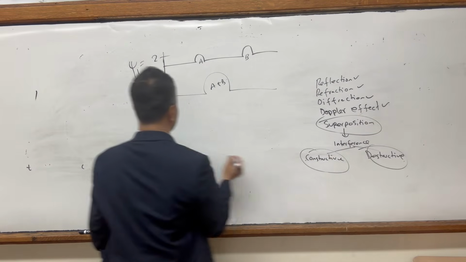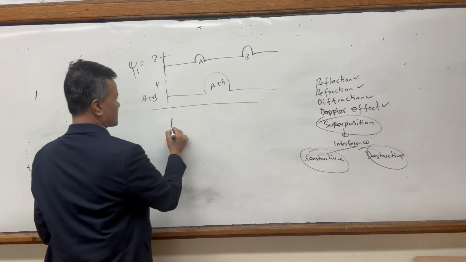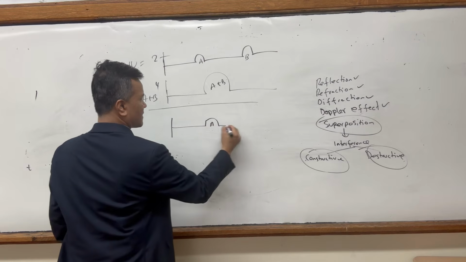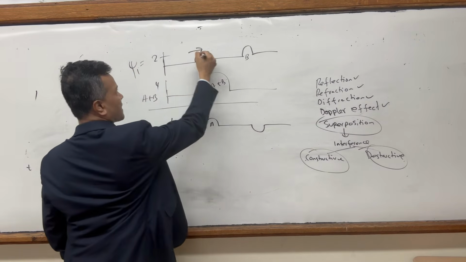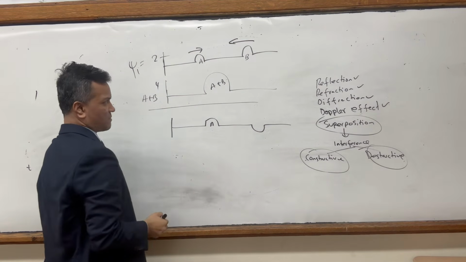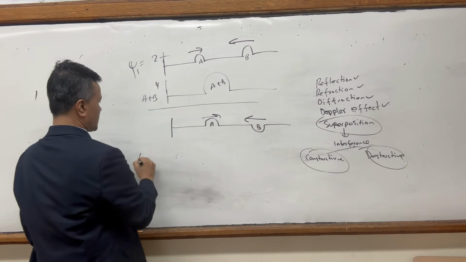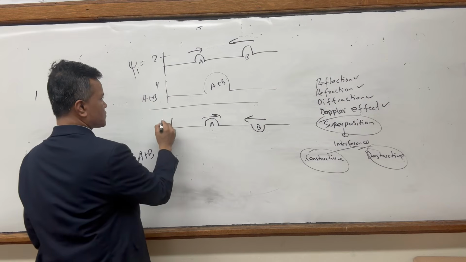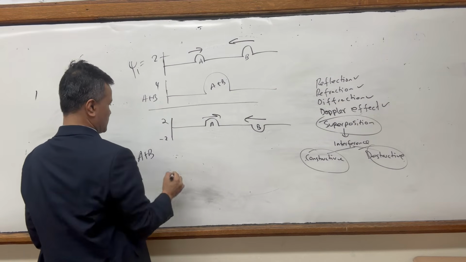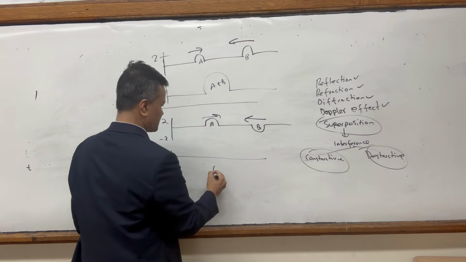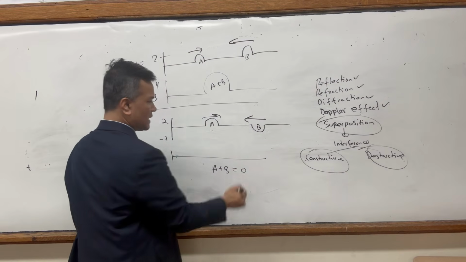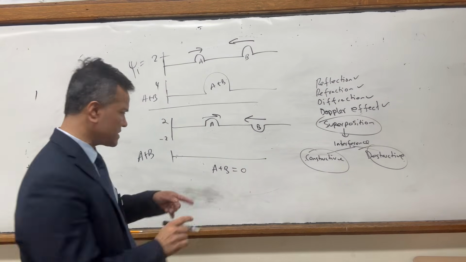Now destructive interference. Let's say this is A, this is B. And by the way, A and B have to come from opposite directions. So this is B, going this way, and this is going this way. So A plus B, this is 2, and this is -2. So A plus B is 0. Amplitude is 0.